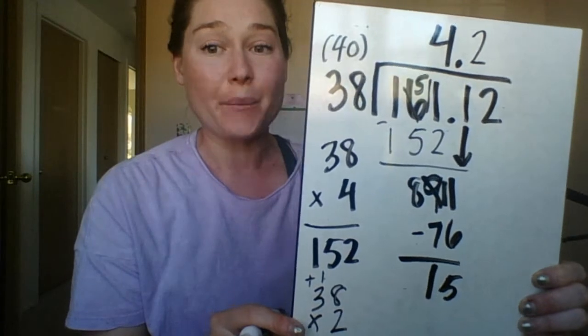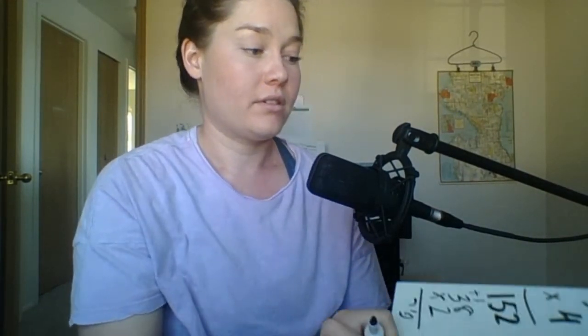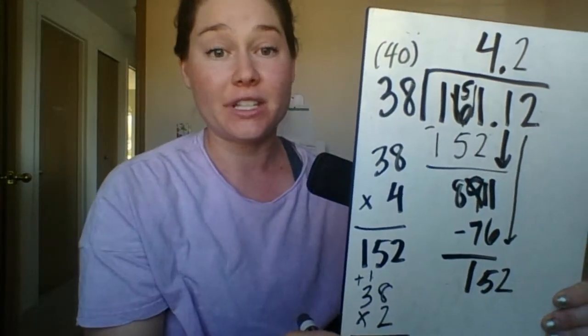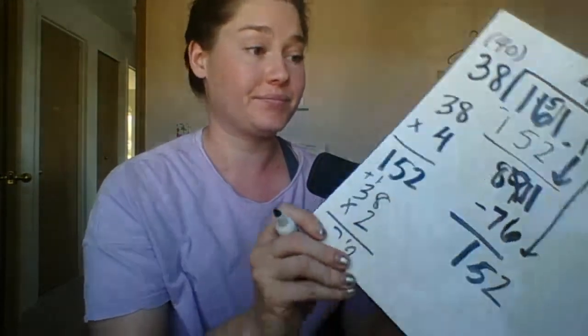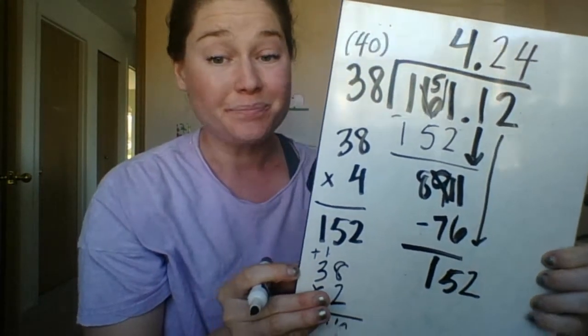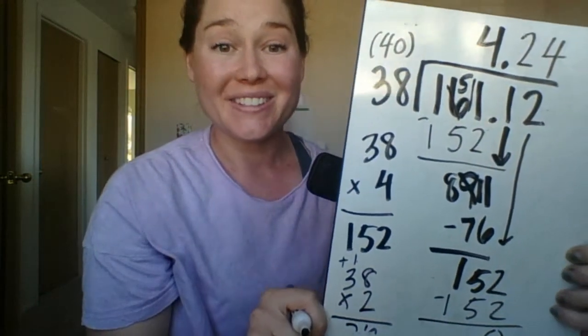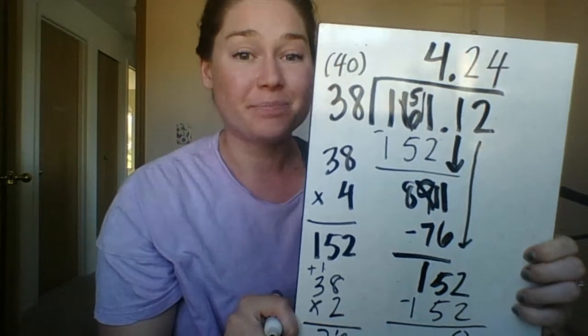All right, next up, we bring down that 2, and it is 152 divided by 38. 40 can go into 152 approximately 4 times. And we did the exact math for 38 times 4 for our very first part of our problem, and we got an answer of 152. So I can just now go ahead and subtract 152, and I have nothing left over. So my final answer is 4 24/100.